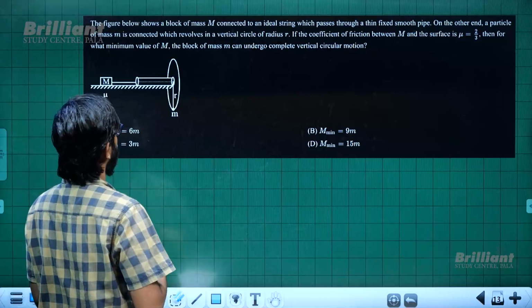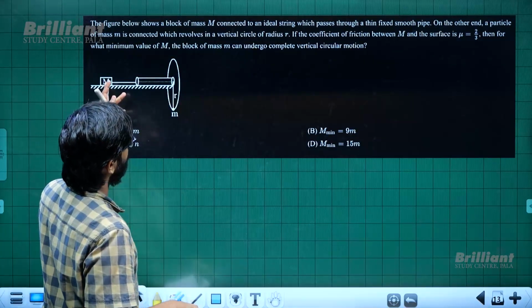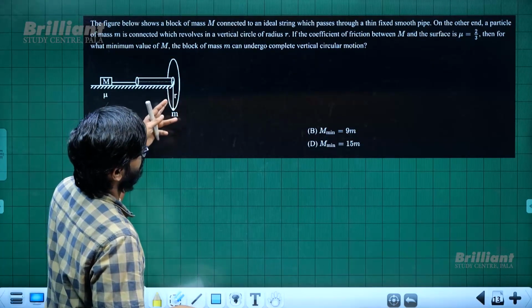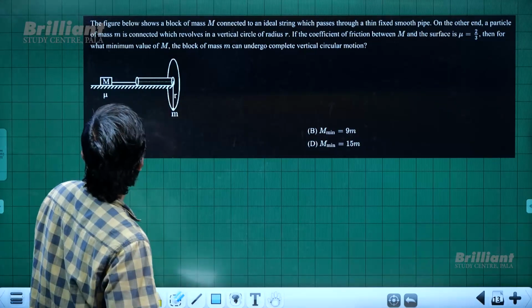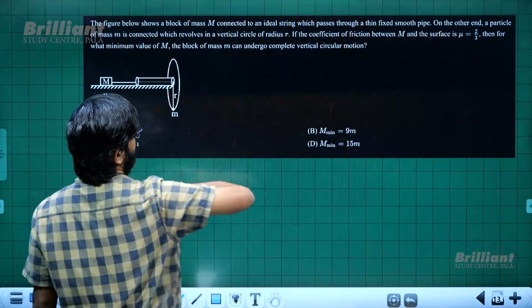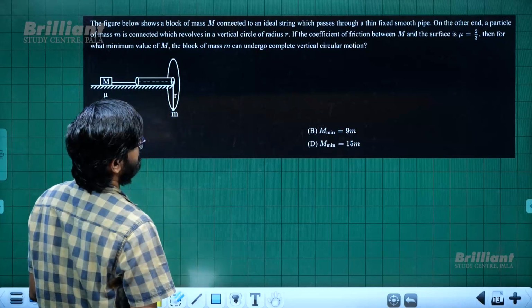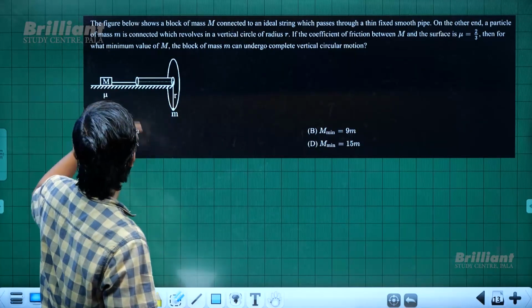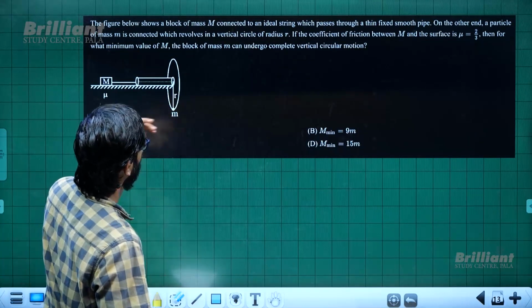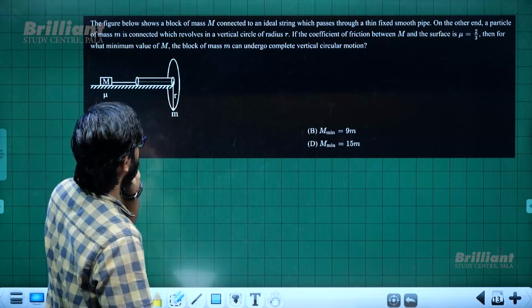Figure below shows a block of mass M connected to an ideal string which passes through a thin fixed smooth pipe. On the other end, a particle of mass m is connected, which revolves in a vertical circle of radius r. If the coefficient of friction between M and the surface is mu, then what is the minimum value of M so that the particle m completes vertical circular motion?